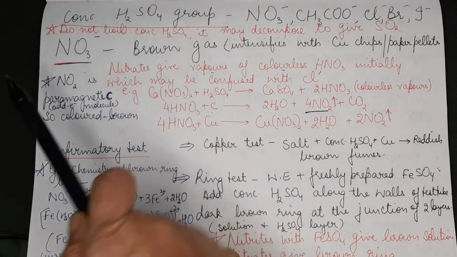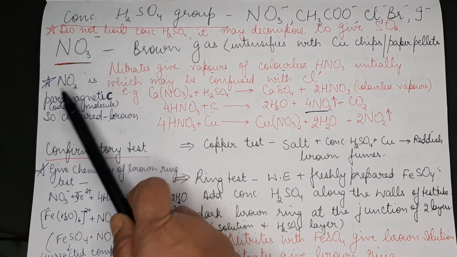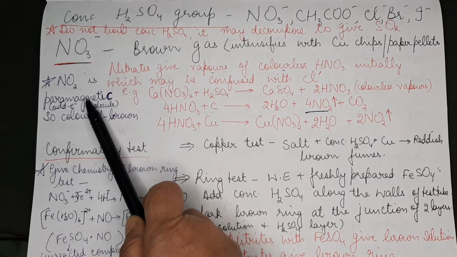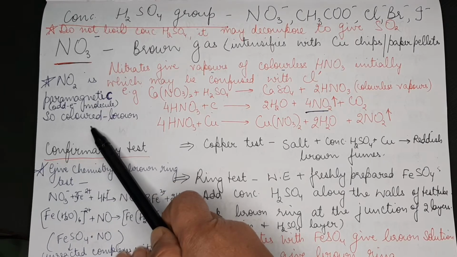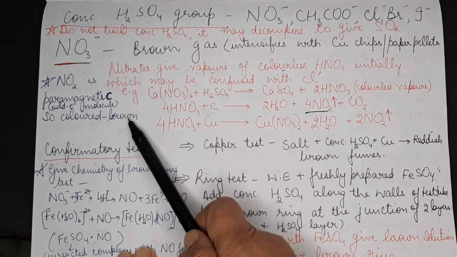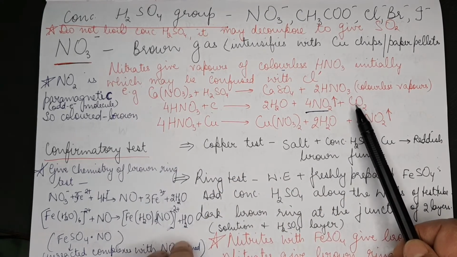What is the viva question that you can be asked? You know, NO2 is a paramagnetic molecule. It is an odd electron molecule, and that is why it is colored. It is brown in color. This is the viva question related to this particular point.